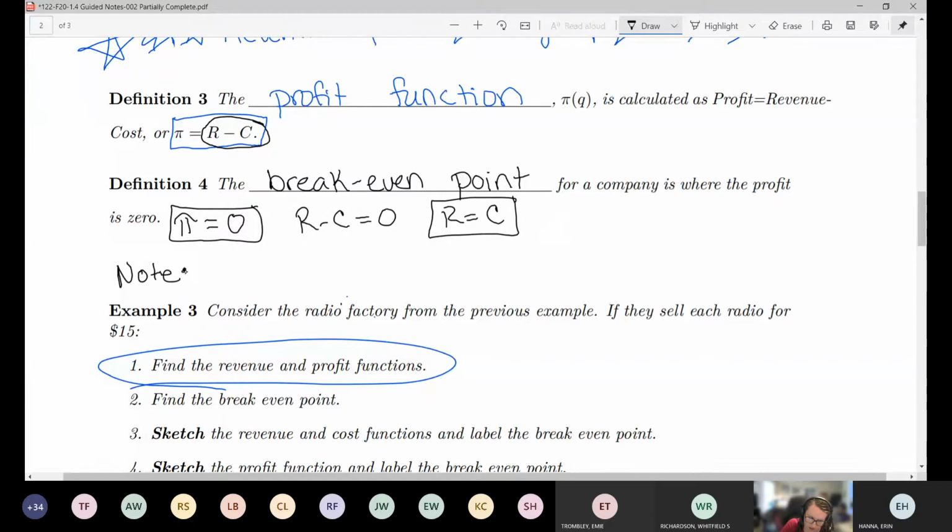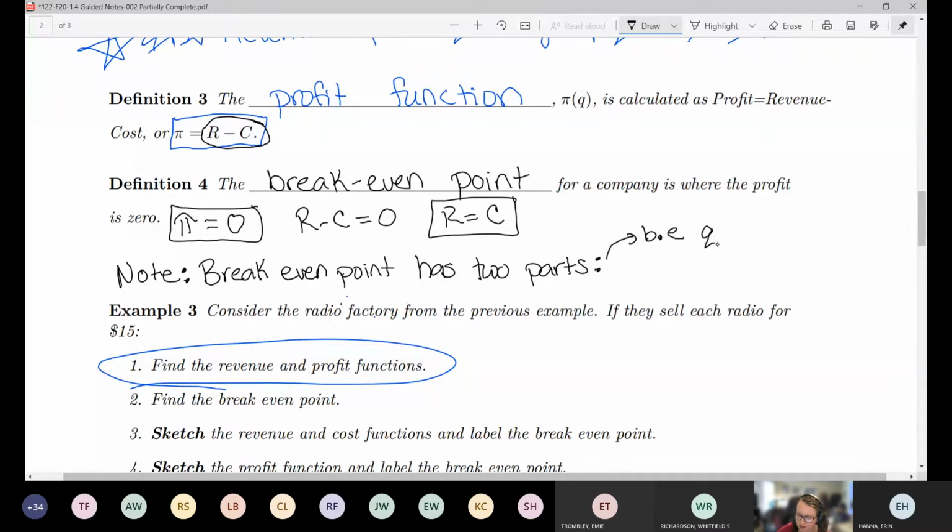Also note, the break-even point has two parts. It's going to have, I'm going to say break even, so BE for break even, quantity, because I'm lazy and will also run out of space, and the break even price.